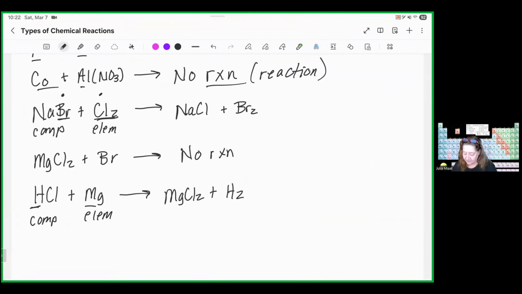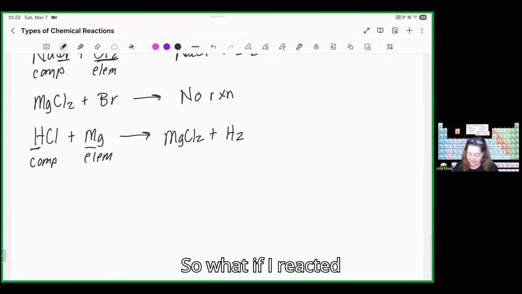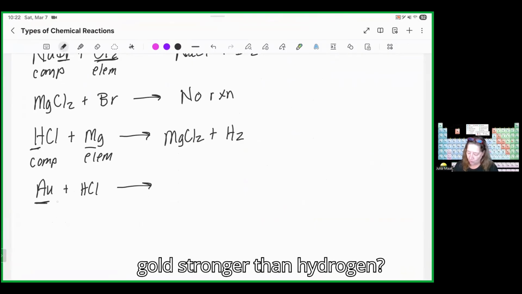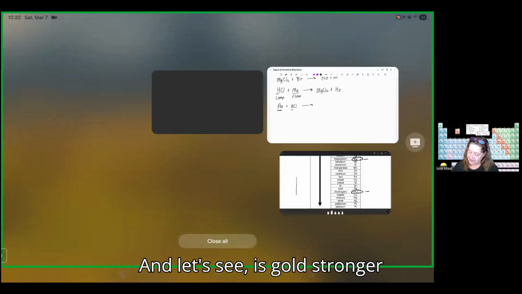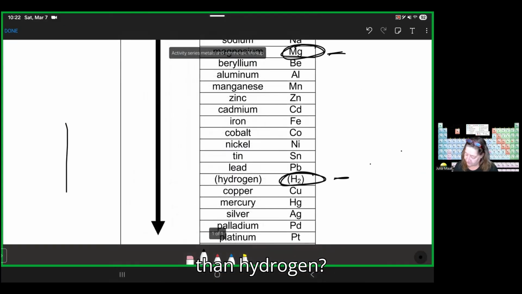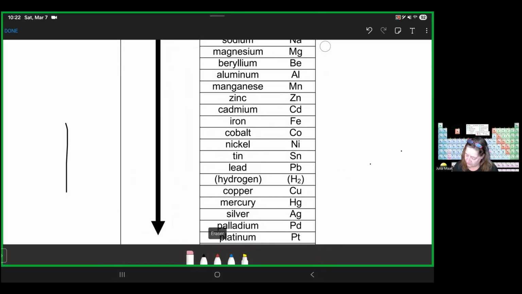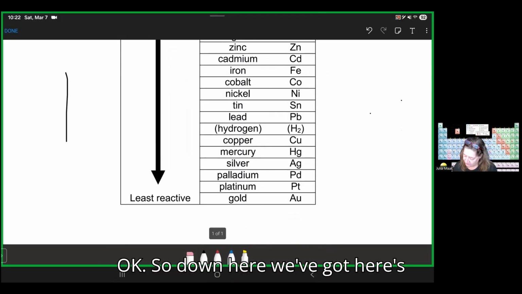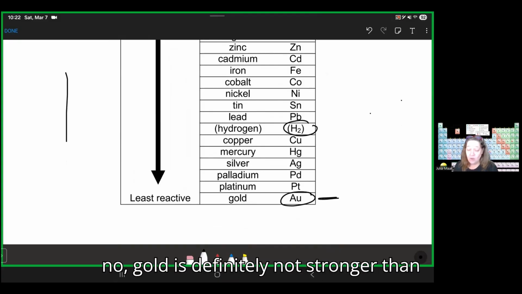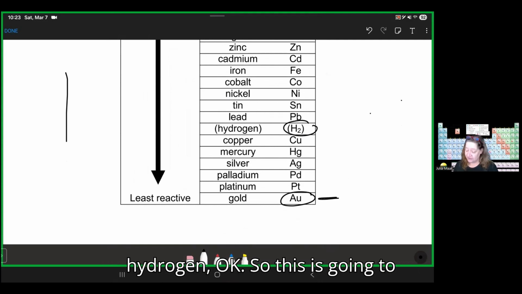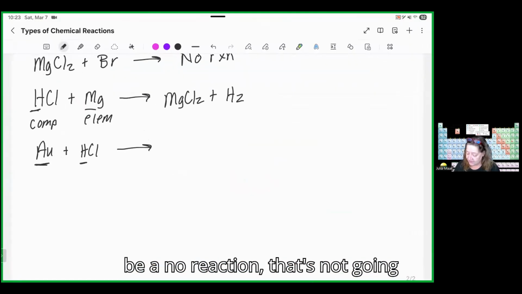Okay. So what if I reacted gold with hydrochloric acid? Okay. So is gold stronger than hydrogen? Okay. So let's see. Is gold stronger than hydrogen? Okay, so down here here's our gold and here's our hydrogen. So no, gold is definitely not stronger than hydrogen. Okay, so this is going to be a no reaction. That's not going to happen.